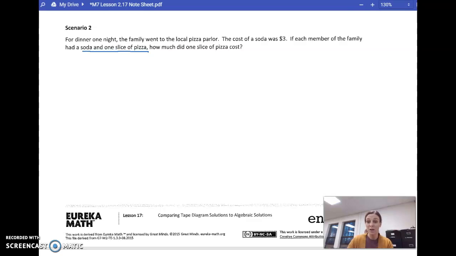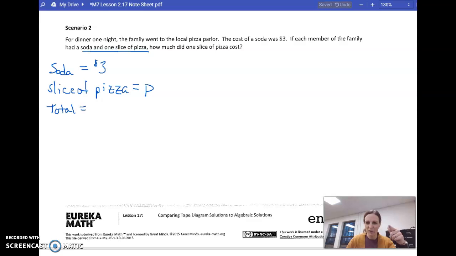Okay, so here's what we know. Write down what you know. We know that the soda cost $3. We know they got a slice of pizza, but we don't know what that costs, so I'm just going to call that P. And we know our total, and it might not seem like we know our total, but that comes off that front page. And it says the total for soda and pizza is $37.95.